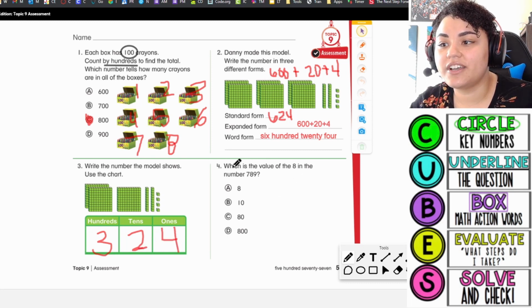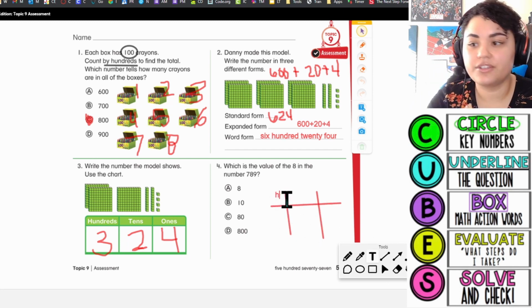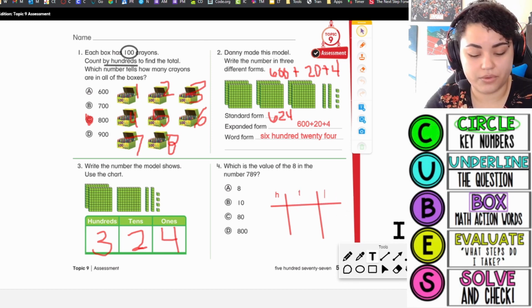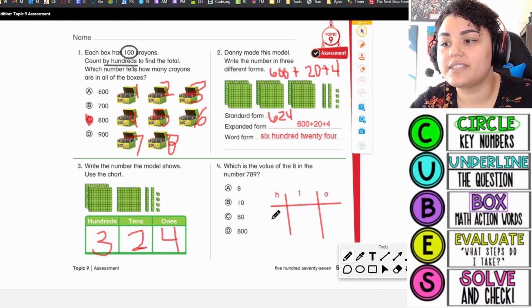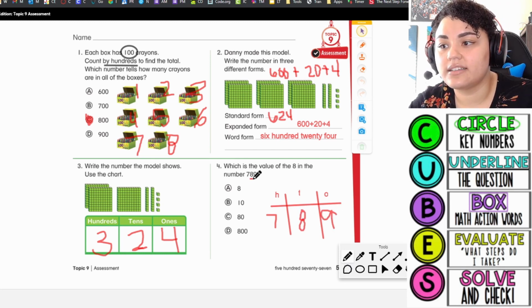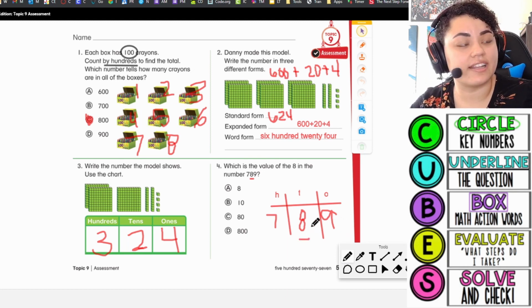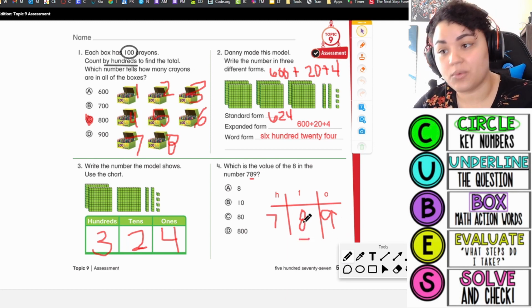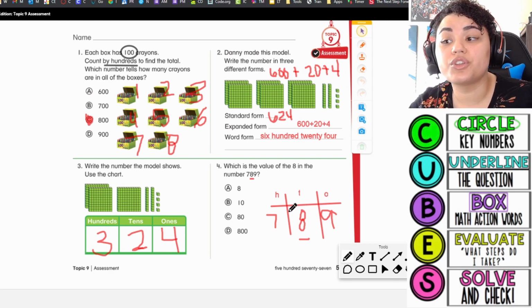All right, which is the value of the 8 in the number 789? So if we fill out a little chart here, we have our H, T, O. We have 789. What is the value of the 8 in 789? Is this worth 8 hundreds, 8 ones, or 8 tens? It's worth 8 tens. So which of these is worth tens?